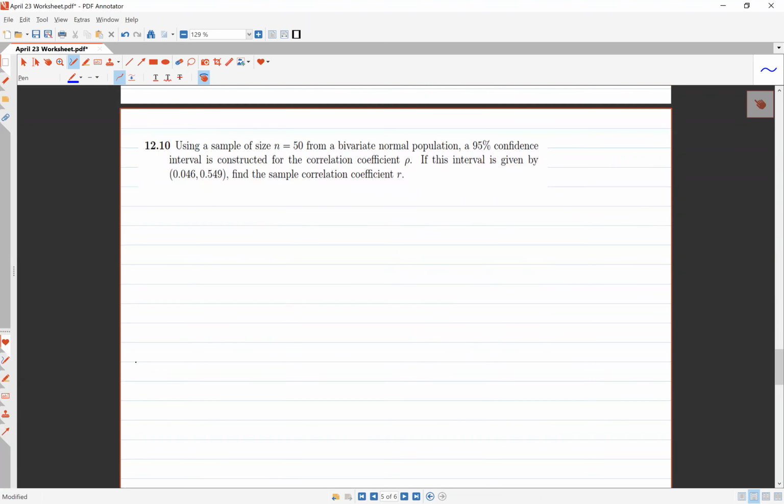So our last example problem just flips the problem on its head again. So we started with a sample size of 50. Someone constructed a 95% confidence interval, and we're given the interval, and we want to work back to finding the sample correlation coefficient R.